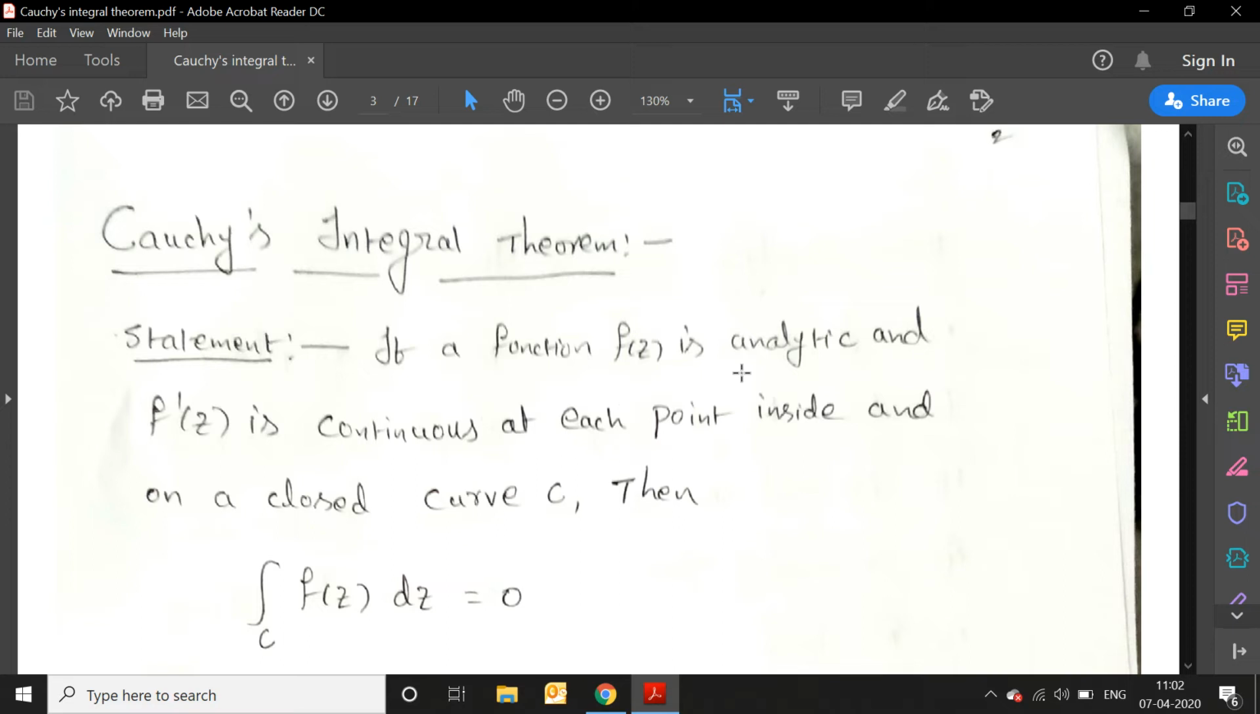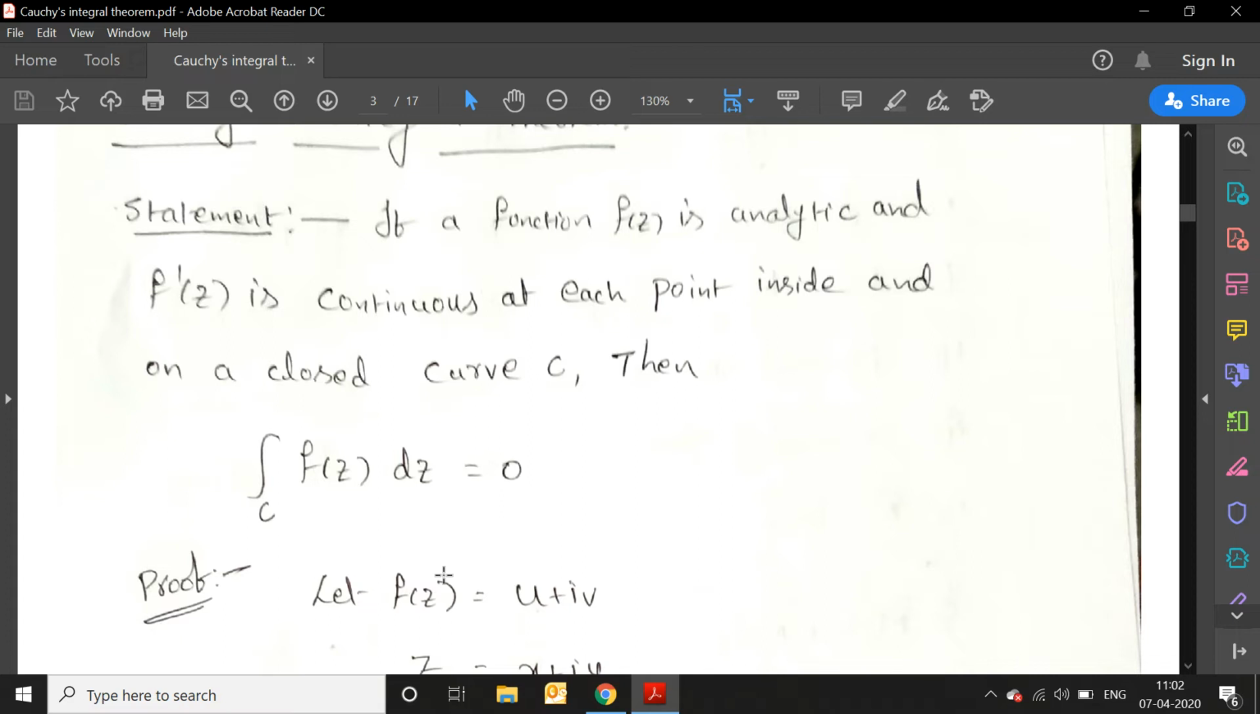All of you know the definition of analytic function. If f(z) is analytic, then f'(z0) exists in the neighborhood of z0. f'(z) is continuous means, if f(z) = u + iv, then the four derivatives, that are ∂u/∂x, ∂u/∂y, ∂v/∂x, ∂v/∂y, are all continuous. So these main points are in the statement: f(z) is analytic, f'(z) is continuous at each point inside and on closed curve C, then the integral over C of f(z) dz is equal to 0. Let us go to the proof.